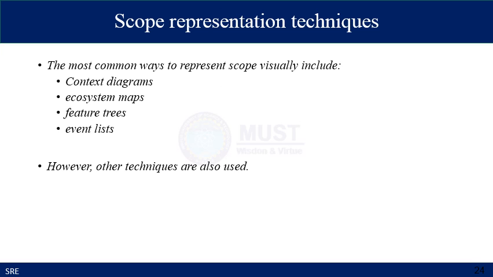There are a variety of ways to represent the scope visually, and these scope representation techniques include context diagrams, which show the context of the system, ecosystem maps, feature trees, and event lists. However, other techniques are also used, which will be discussed subsequently.